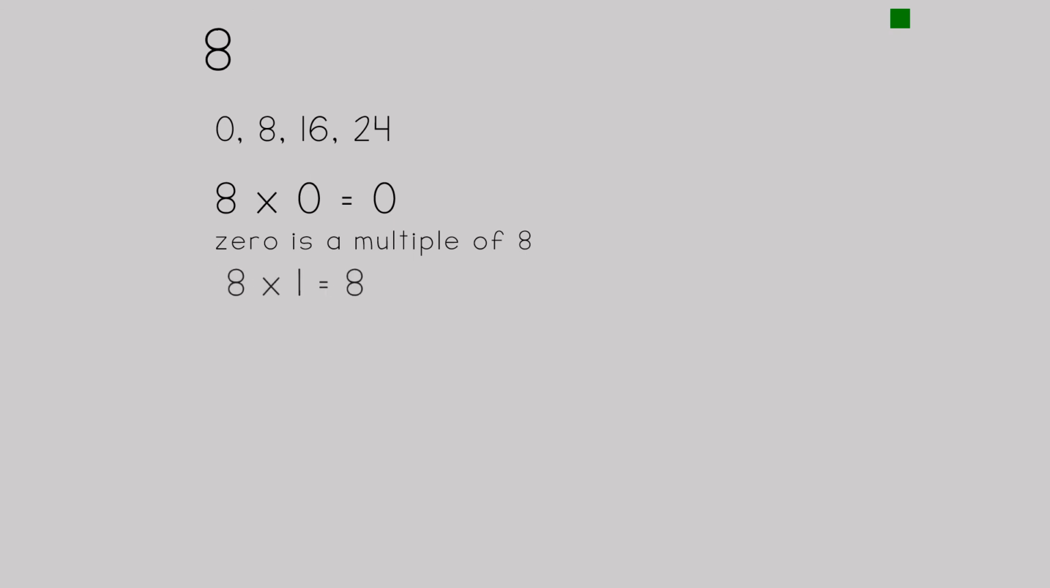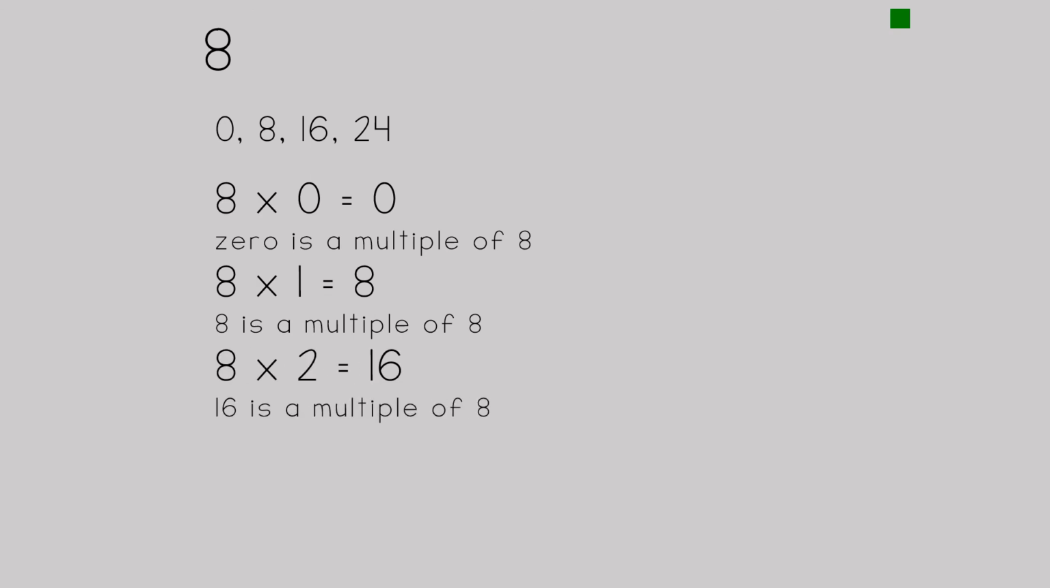Multiples are numbers that result when we multiply one whole number by another whole number. The first 4 multiples of the number 8 are 0, 8, 16, and 24. The reason for this is if we multiply 8 times 0, we get 0. So 0 is a multiple of 8. 8 times 1 is 8. So 8 is a multiple of 8. 8 times 2 is 16. So 16 is a multiple of 8. And 8 times 3 is 24. So 24 is a multiple of 8.